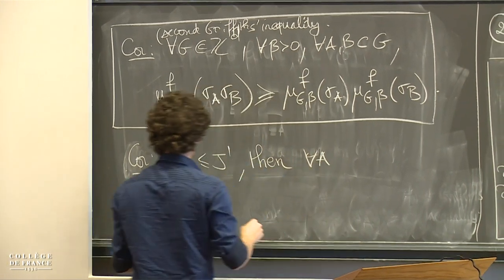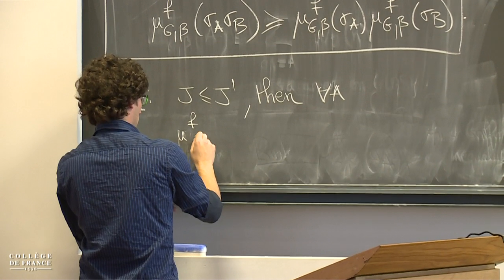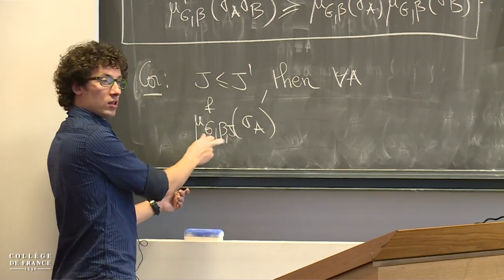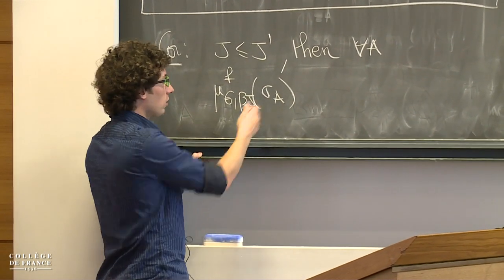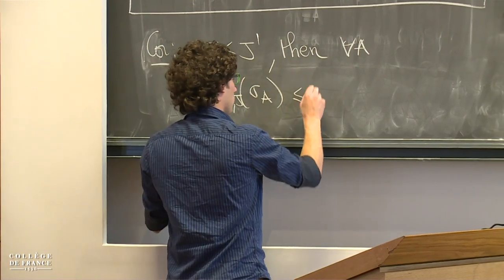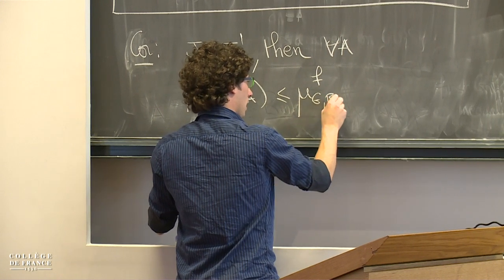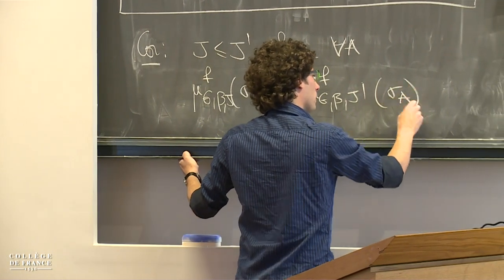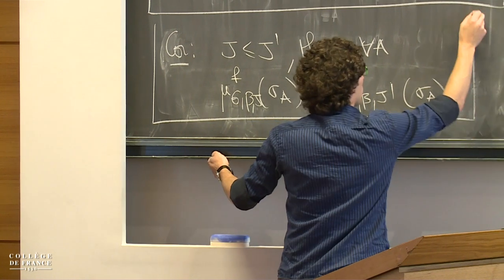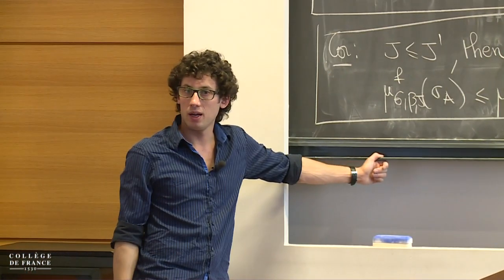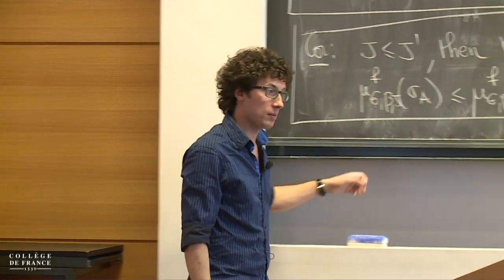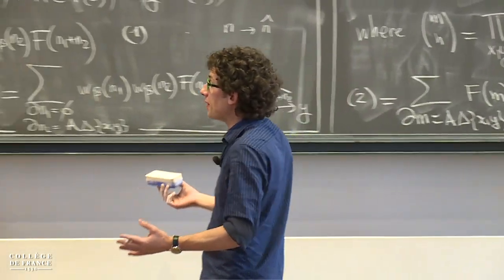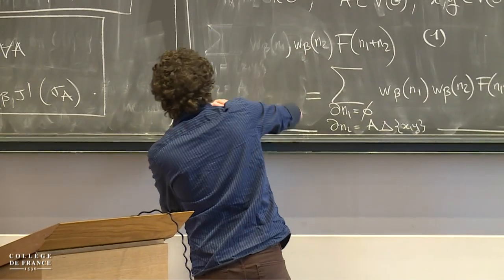for every A, you're going to have, and I'm going to add j to say that here I'm taking the coupling constant j, if I look at the average of sigma A, it's going to be smaller or equal to mu free G beta and j prime of sigma A. So the bigger the coupling constant, the bigger the correlations, which is something that people always use in ferromagnetic models.